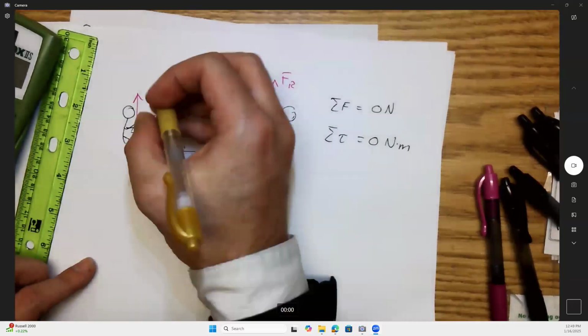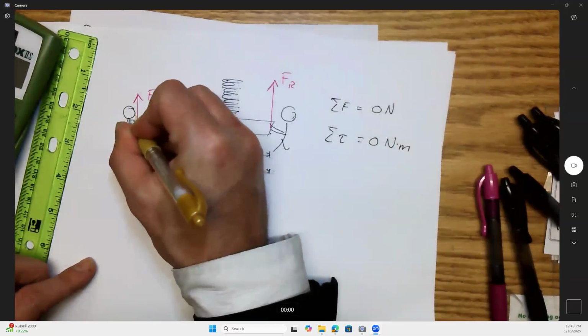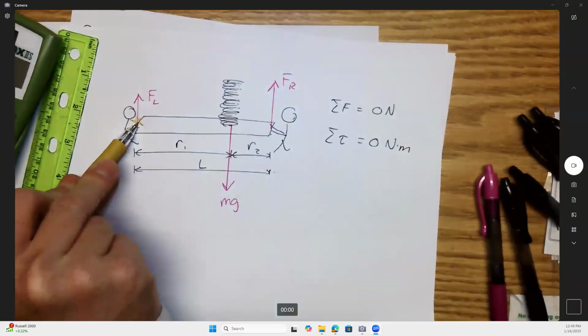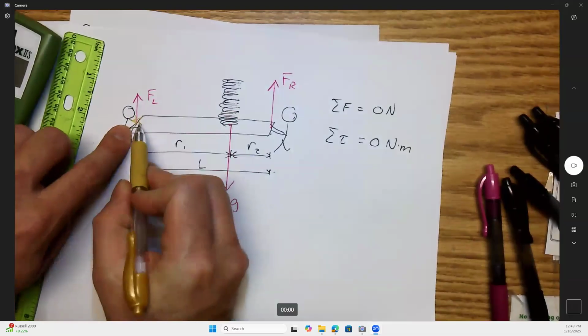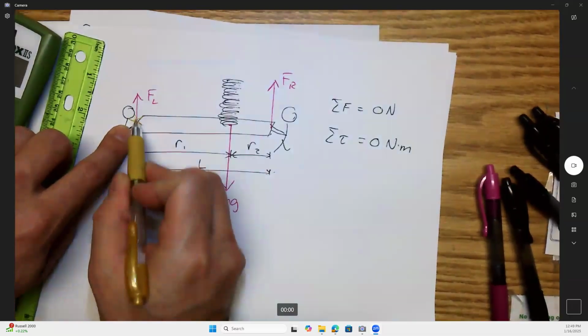I'm going to choose this point right here. Here's why this is a good choice. See, I just put a gold star right here. Because one of my unknown forces acts at that point.